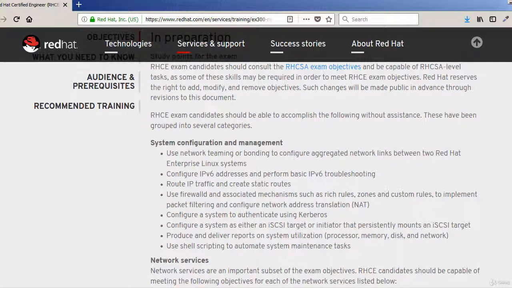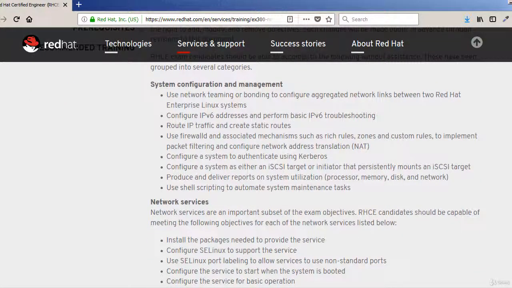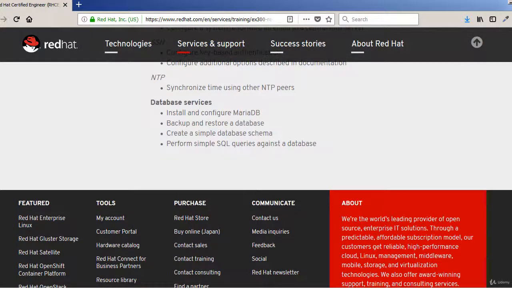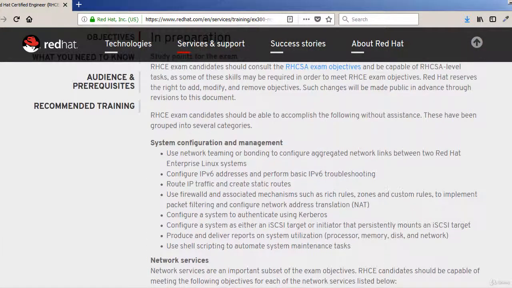A little bit about the exam objectives. There are three main categories: system configuration and management. The second one is network services. And the third one is database services. And then, of course, under each of these, there are subcategories.